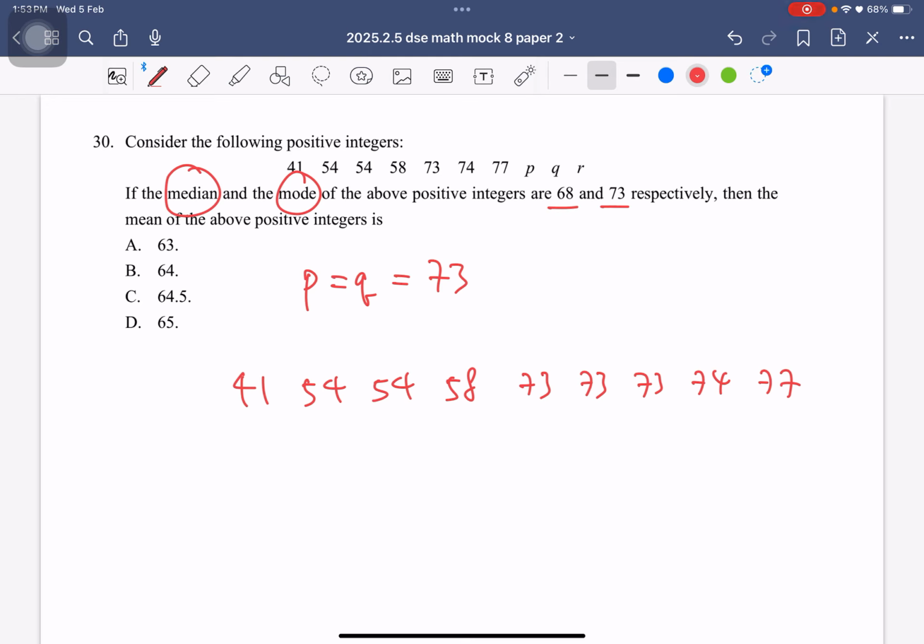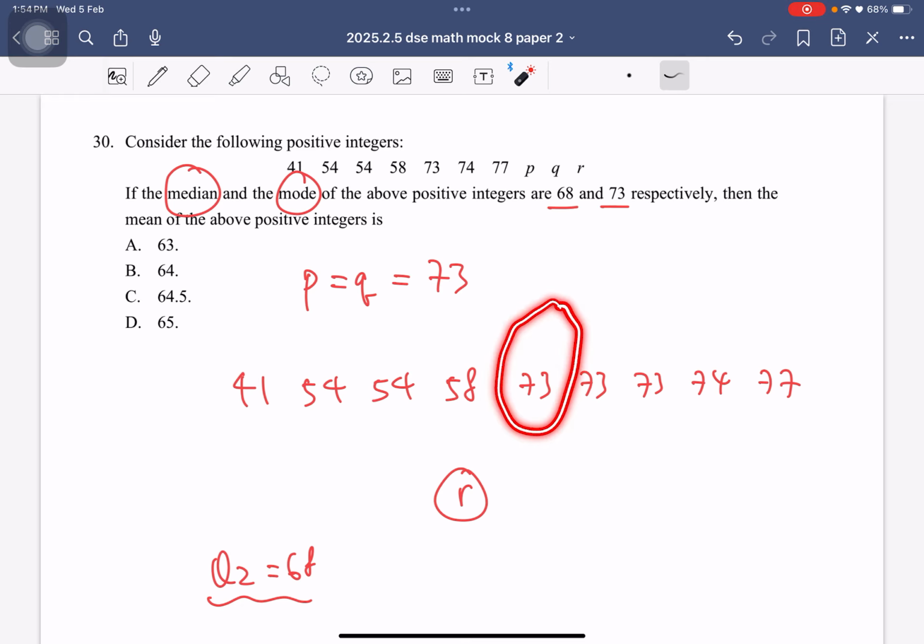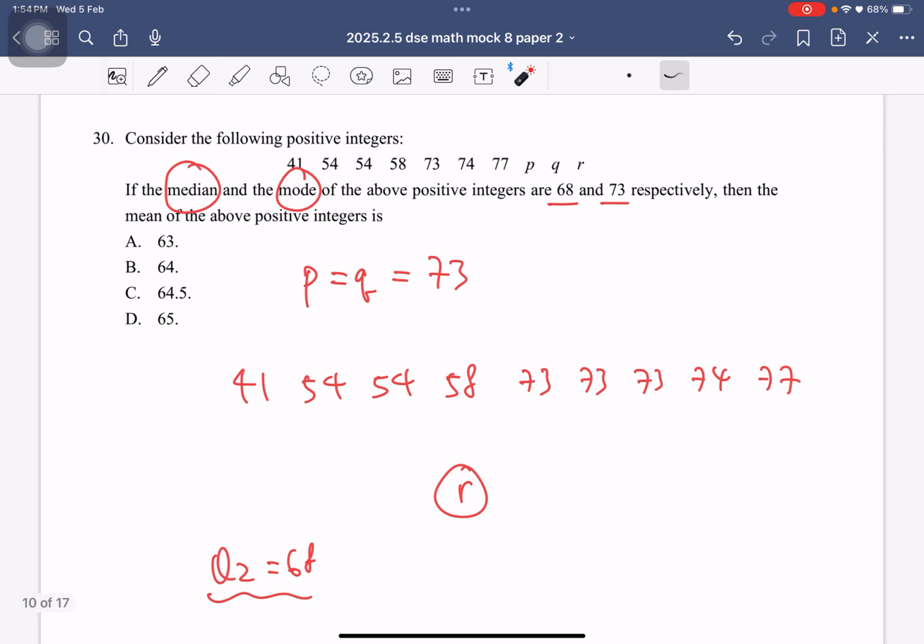So how many numbers are there in total? 10, but we still have this R. I don't know where I need to put this R. Now it's given us the median, Q2 is equal to 68, isn't it? So where is 68? It should be in the middle. But now the median is 73, so it's definitely wrong, it's not 68.